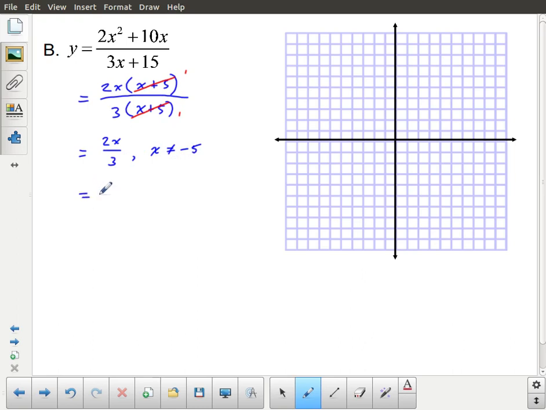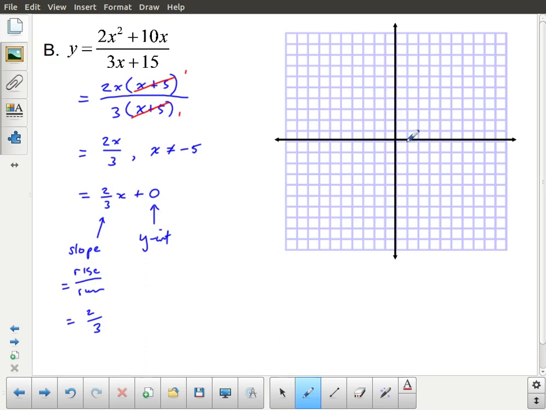Now, you might want to write this actually as 2/3 x, and I would not normally ever write it this way, but I'm going to put plus 0 because that is my y-intercept, and this one is my slope, which means it's rise over run, and the rise is up 2 for a run of plus 3.